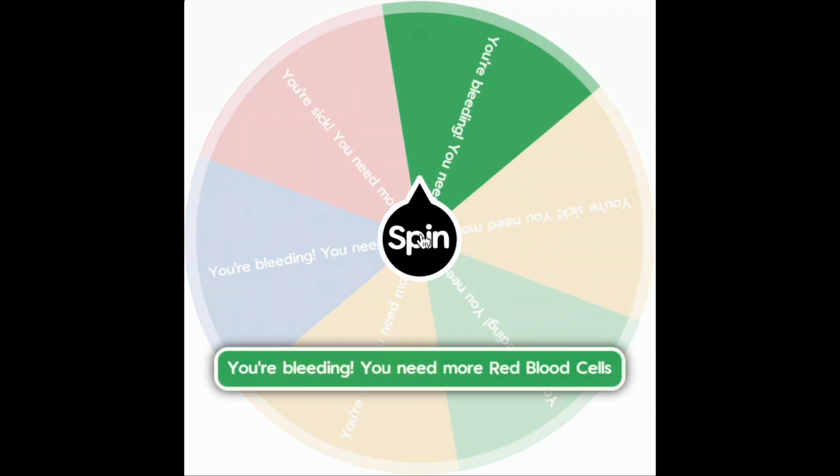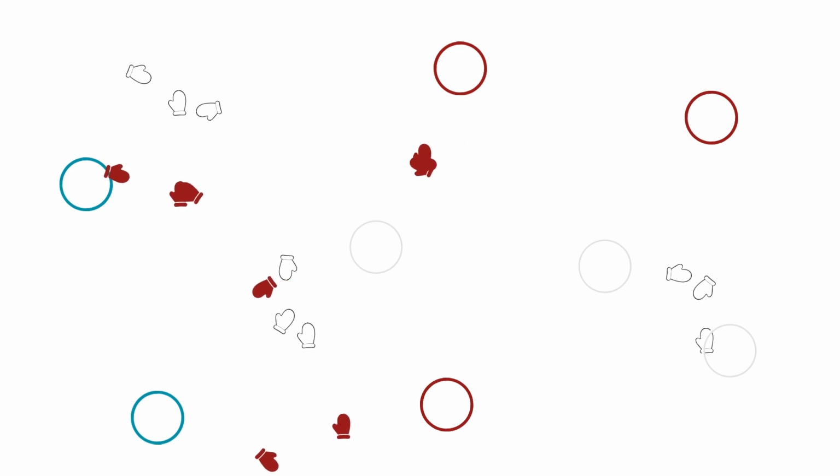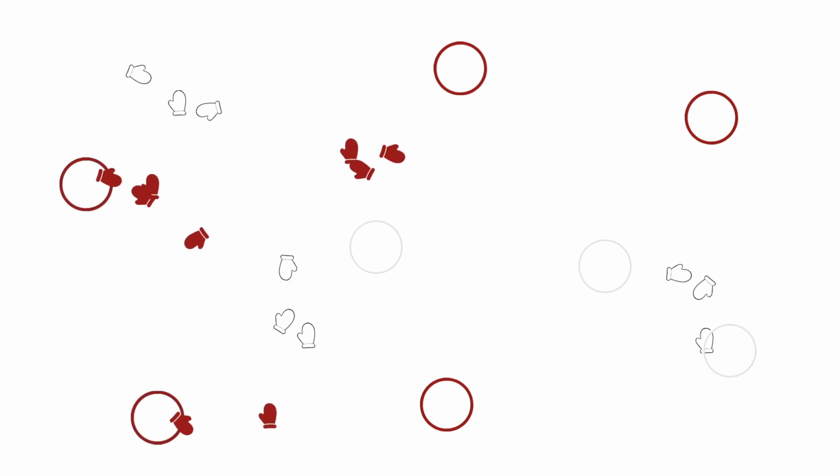On our third spin, we're told we're still bleeding, so our red ligands will have another chance to move. Let's see if they get to all the blood stem cells. After 3 spins, all of our stem cells have had a ligand reach them. The final count was 2 new red blood cells and 1 white blood cell, all a result of cell-to-cell communication.